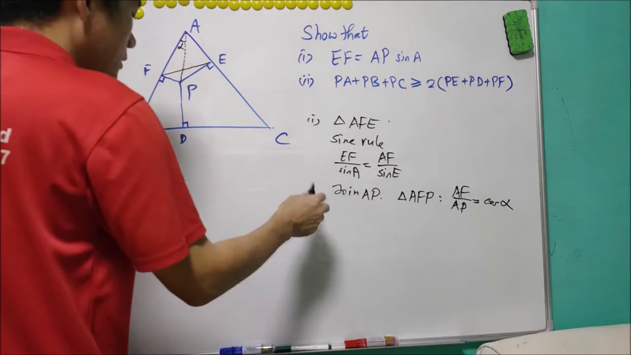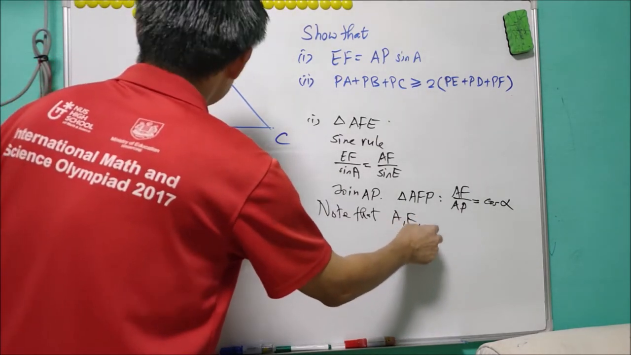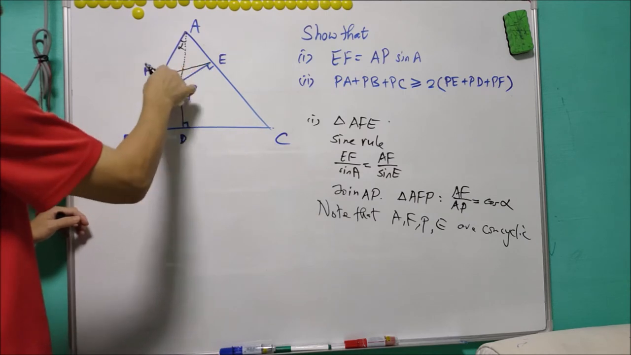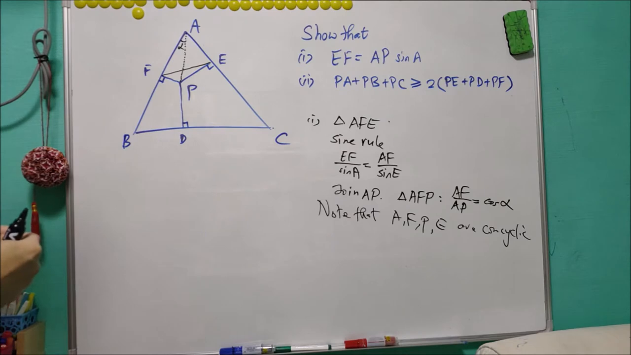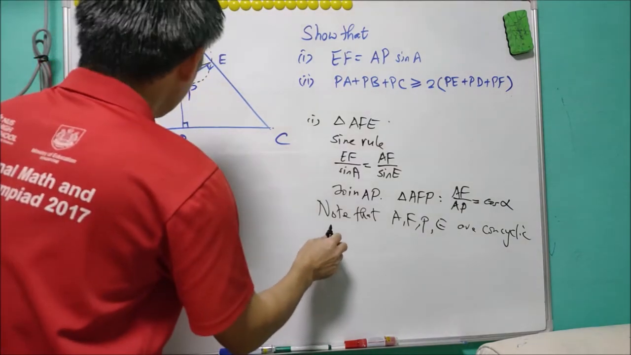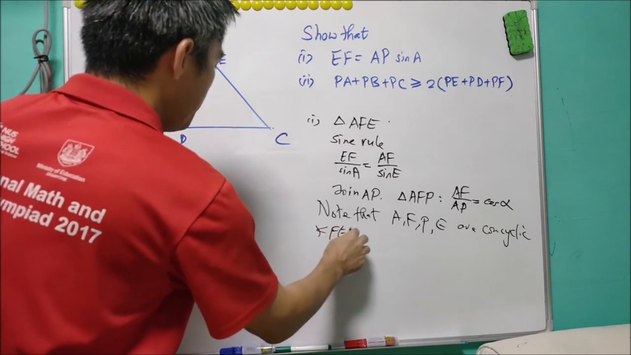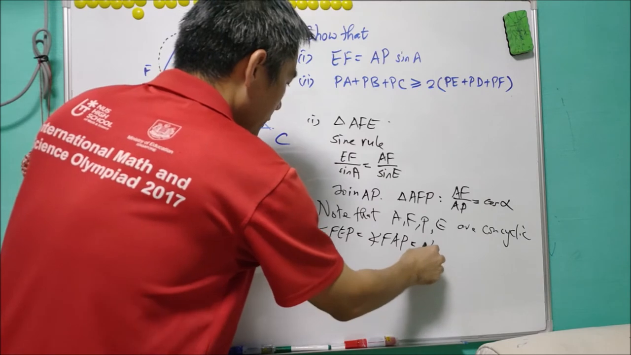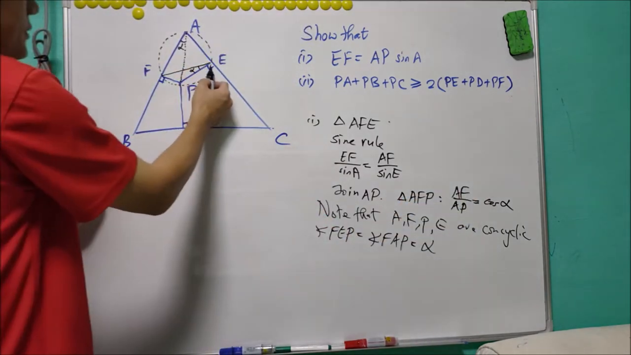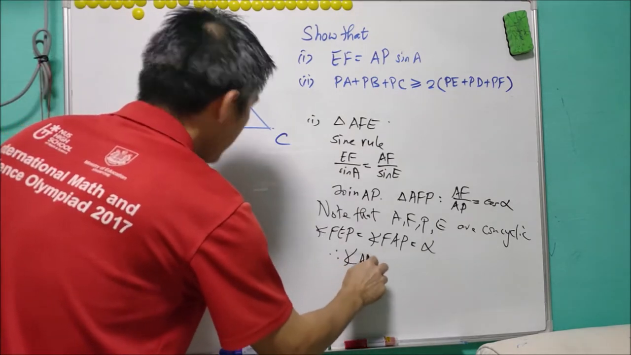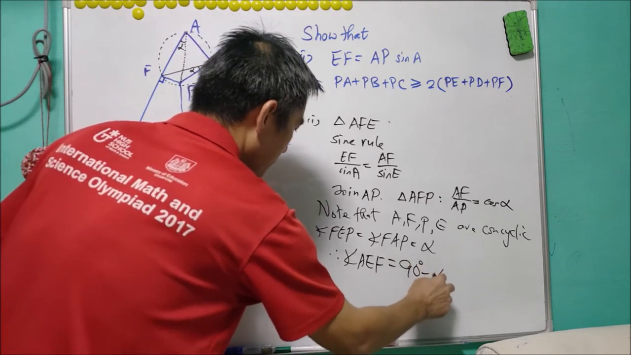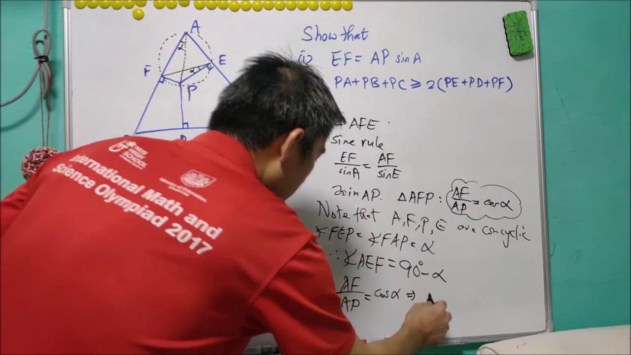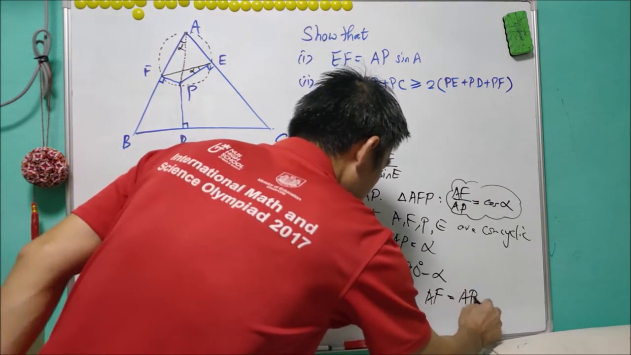Note that the points A, F, P, and E are concyclic, because this is 90 degrees and this is 90 degrees, so the sum of these two angles is equal to 180 degrees. We can draw a circle here. Then the angle FEP is equal to the angle FAP, which we say is alpha. Since it's 90 degrees, therefore the angle AEF is equal to 90 degrees minus alpha. From what we have previously, AF over AP is cosine alpha, and therefore AF is equal to AP cosine alpha.